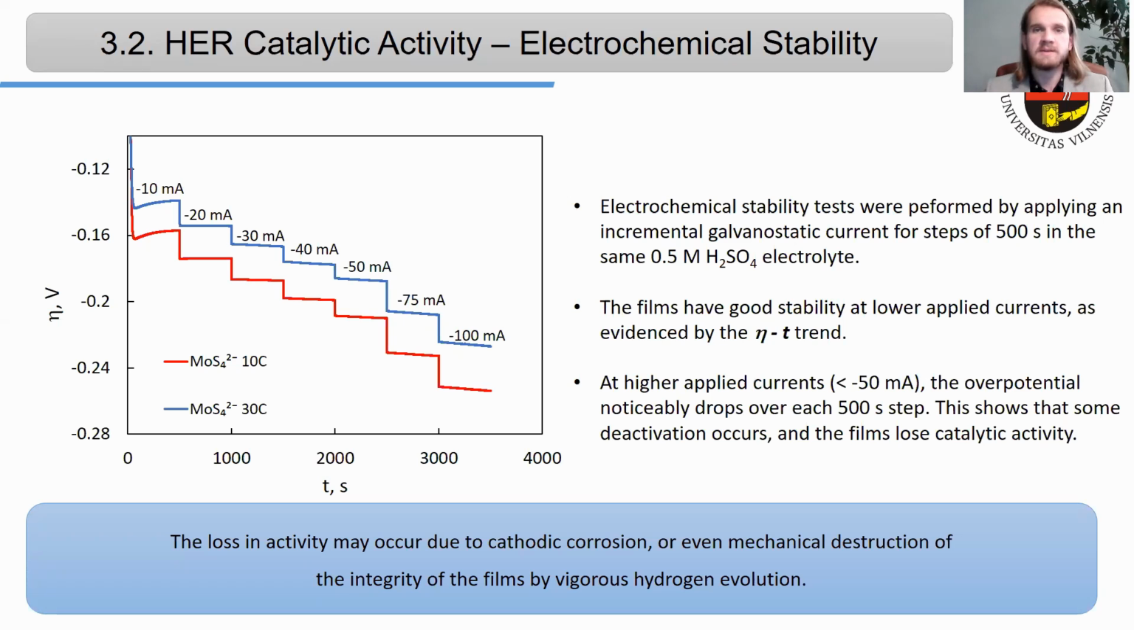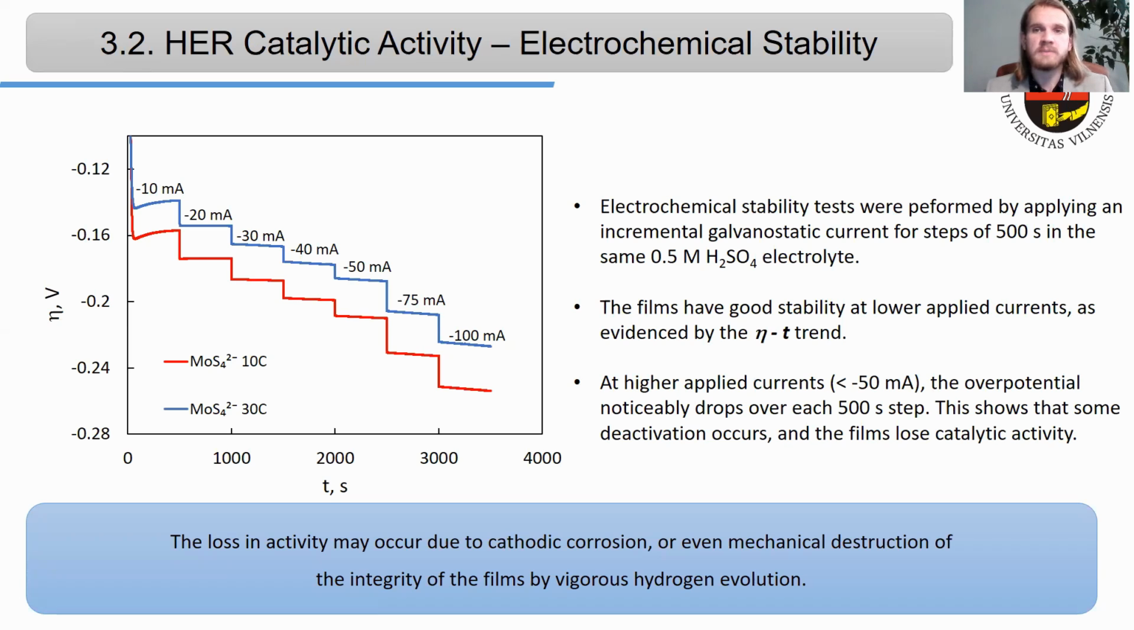Whether or not a catalyst is electrochemically stable is an important thing to consider. Different experiments can be used to test stability. Here we used a galvanostatic step technique where an increasingly cathodic current is applied for steps of 500 seconds. The same electrolyte was used. From these curves, we see that the films are fairly stable at low applied currents. For example, at minus 20 milliamps, the overpotential trend is fairly flat.